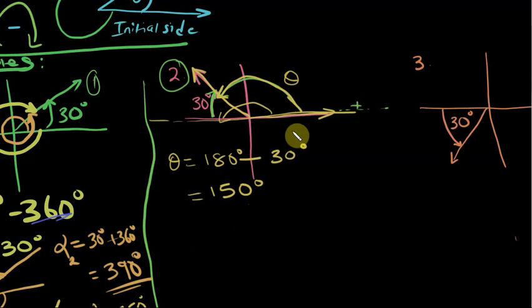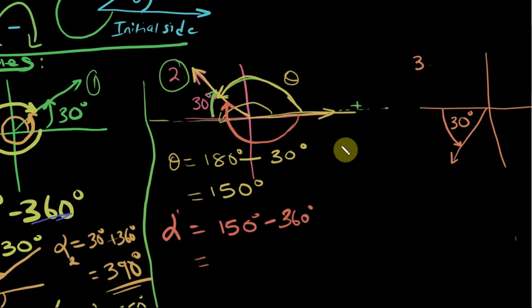Now that we have our reference angle, we can go ahead and work out our coterminal angle, which will be this one. What's our coterminal angle? Let's call it alpha prime. Alpha prime equals 150 degrees minus 360 degrees. Let's quickly do it here.